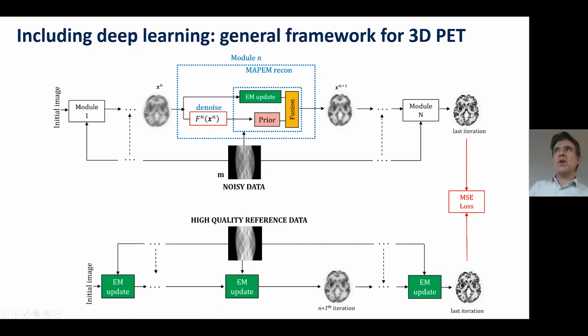But what we do is we look at how does our reconstruction compare to the high quality data reconstruction, and that defines our mean square error loss. With that mean square error loss, we can back propagate and train or update that denoising block, that convolutional neural network that's inside that red box, in order to deliver a prior image that, when run through all of these modules, will deliver an image that corresponds to the high quality data case.